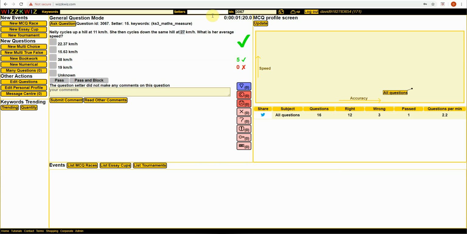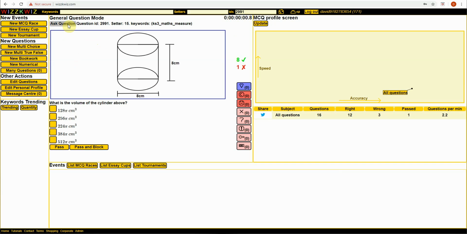Okay, let's look at another example. This one is 2991. And again, here you can see how you can have a question which uses a diagram. These numbers will be randomly generated. Okay, again, we'll come on to how you can do that. And we can have multiple choice answers where we've actually got, instead of having a decimal in the answer, we've got pi, a multiple of pi.